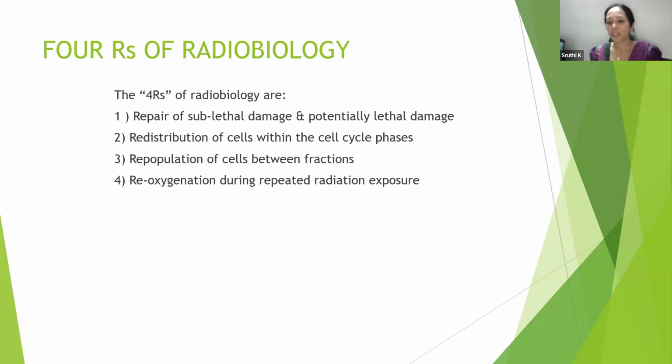The other thing is repopulation of cells between fractions. So what is this concept of fractionation in radiation? Why can't we give the entire dose in one single setting? There is a model which showed that when radiation is given in a single dose, it can cause unnecessary damage to the normal tissue as well, though the tumor growth can be stopped. However, we always need to balance the toxicity to the normal tissues and the tumor control probability. This comes into place when you give fractionation.